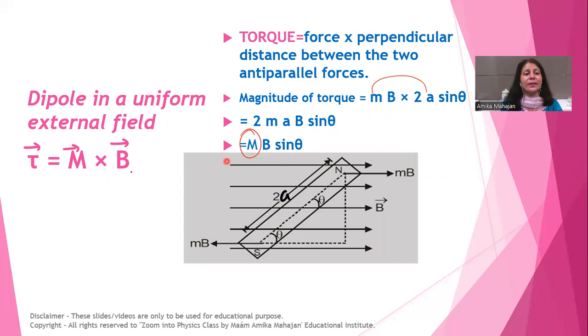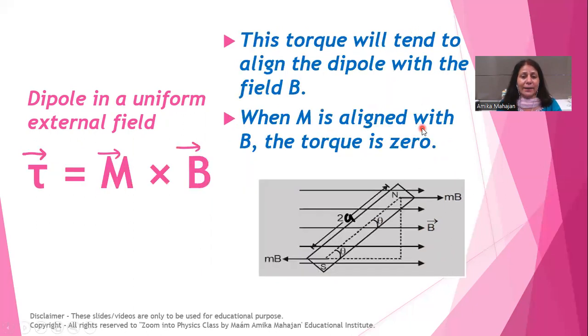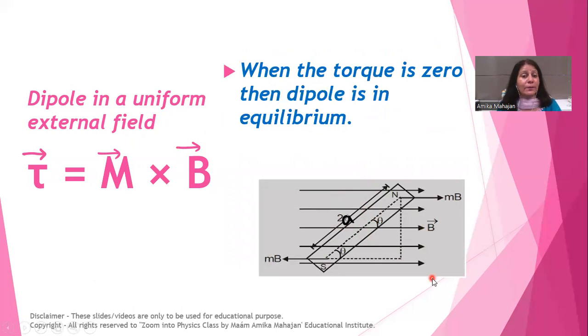When I express it in vector form, it will be M cross B. Sine theta will be removed and the cross product will be there. Now, what we find? That the torque acting on a bar magnet when it is placed in a magnetic field at some angle theta will be M cross B. This torque will act to align the dipole in the direction of the field. When this dipole or bar magnet is aligned parallel to the field, then what will happen? Torque will be 0. When torque is 0, then the dipole is in equilibrium.